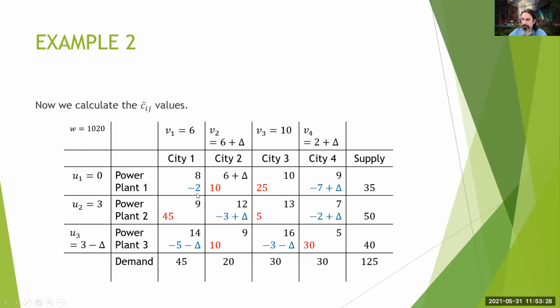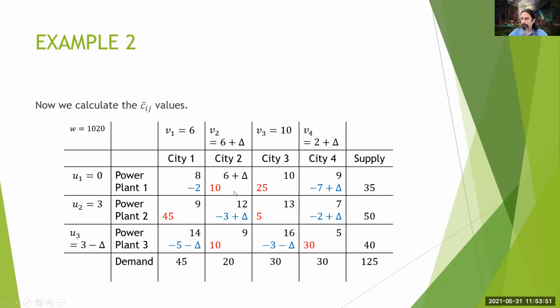So what I have to do is just calculate these values. So as you can see here, minus 2, minus 3 plus delta, minus 5 minus delta, minus 3 minus delta, minus 7 plus delta, minus 2 plus delta. Now, this should remain negative for all values of delta. Okay, how can I make this remain negative? First of all, let's check. This is the positive sign, another positive sign, and another positive sign, and these two are negative signs.